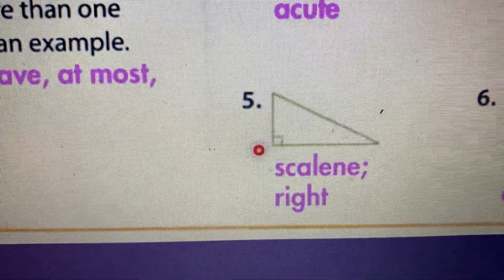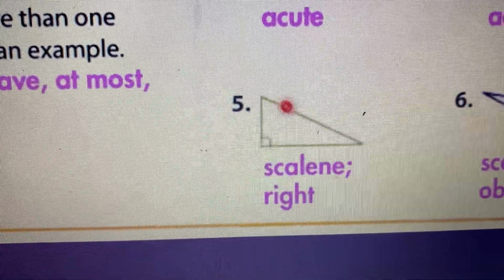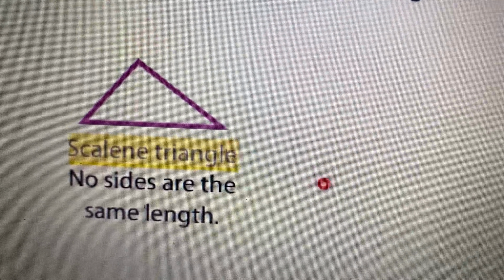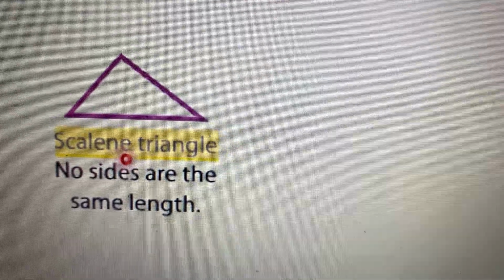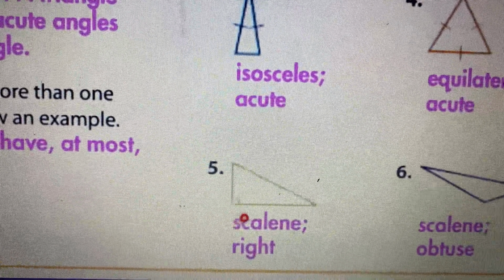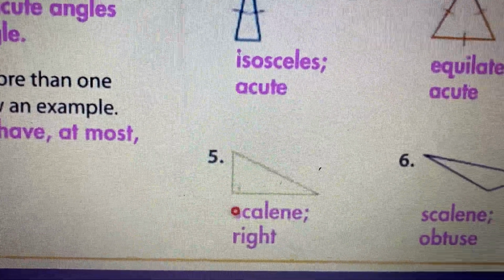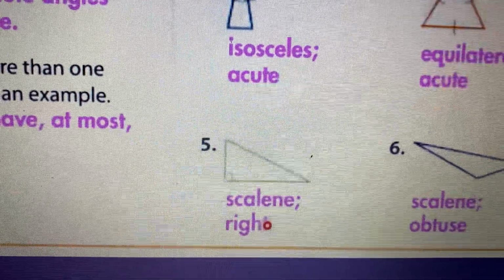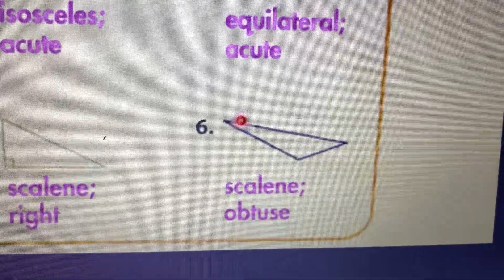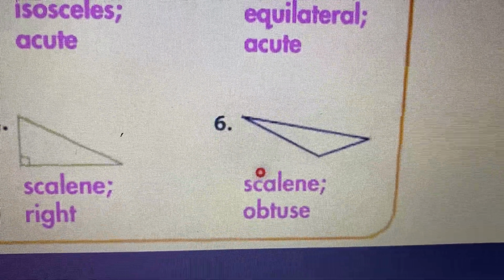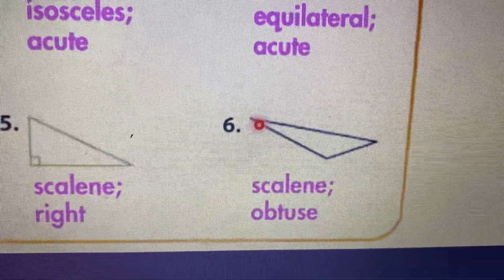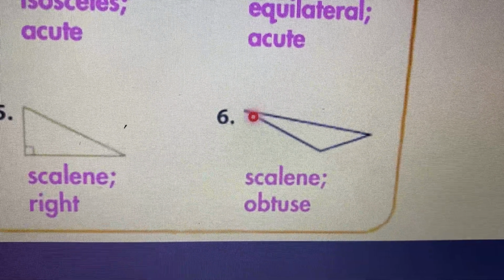Now, number 5. Did they give us that any of the sides are equal? No. So let's go back to this slide. So it is a scalene triangle, and one of the angles is a right angle. So it is a scalene and right triangle. Here the same. Is any one of the sides equal to another? No. So it is scalene, and I have one of the angles obtuse. So it's a scalene and obtuse, sorry.